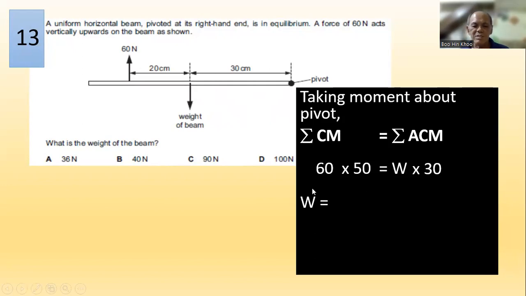W cross multiply of 60 and 30. Cancel off the 30, we still got 2, so it's 100. 60 divided by 30 times 50. So it's 100 Newton. Answer is D.